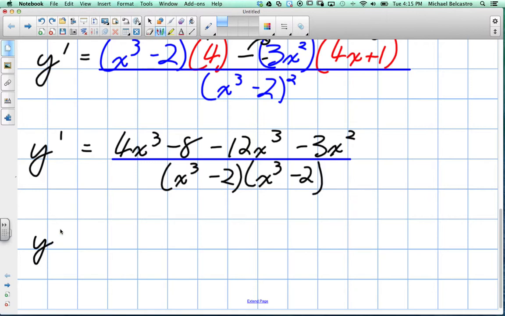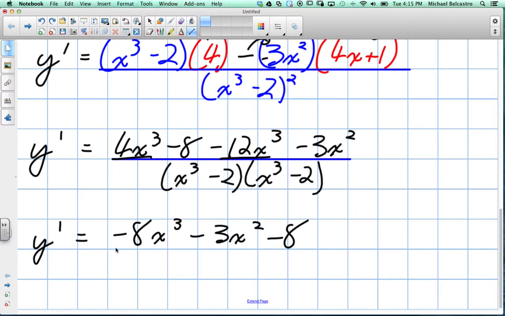Okay, good. So on top, we'll collect our like terms. Our like terms here are the negative 12x cubed and the 4x cubed, which is going to give us negative 8x cubed minus 3x squared minus 8. And on the bottom, we'll quickly put this through, and I think I can do this all in one shot here.